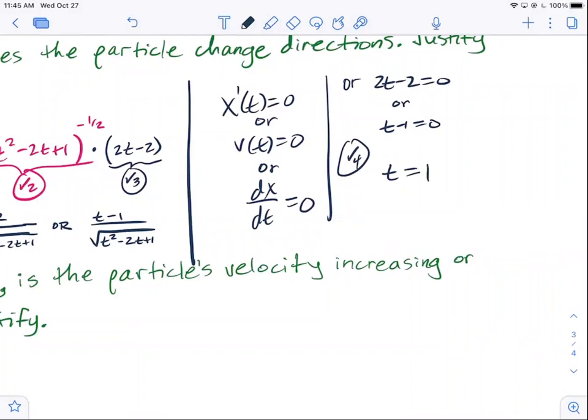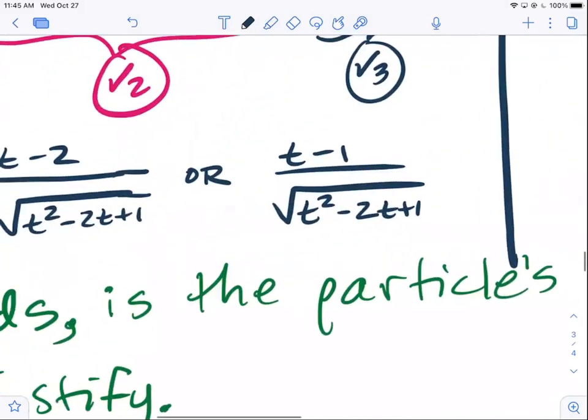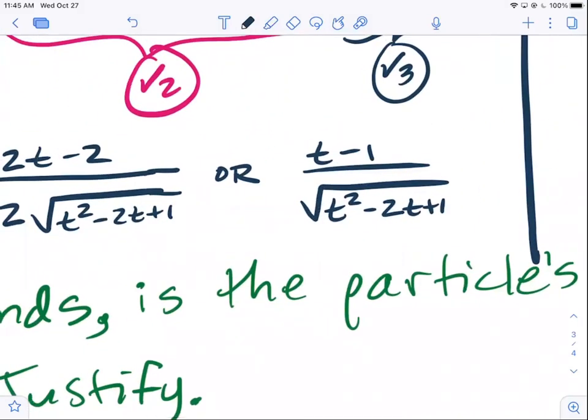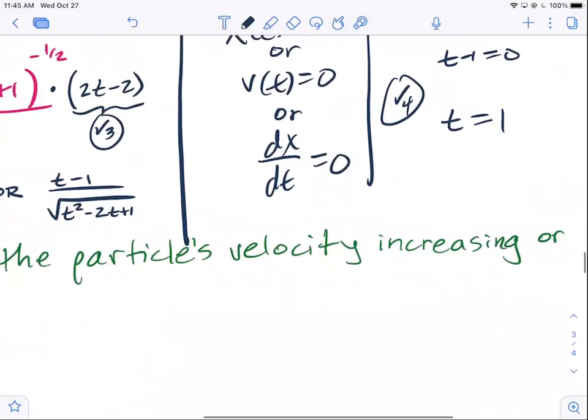Now, what do we do with t equals 1? That's just where the velocity is 0. That doesn't mean it has to change signs. But if you look at what the signs are, the bottom is always positive. So the sign of the first derivative is always following the sign of t minus 1.